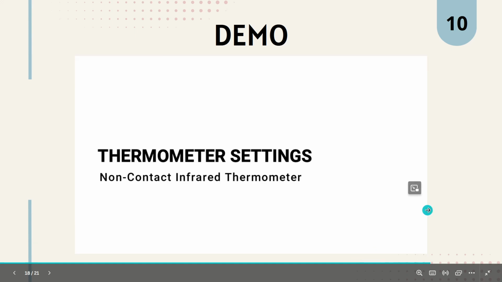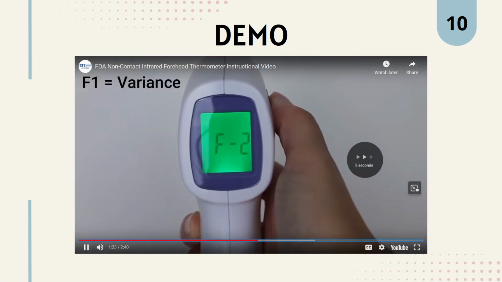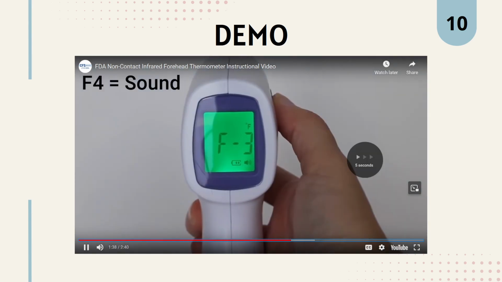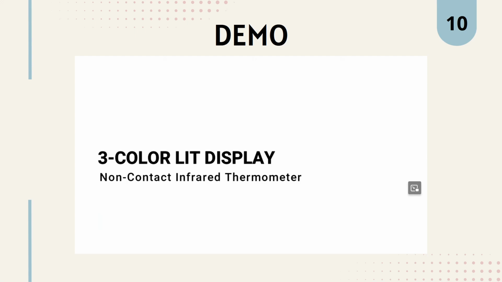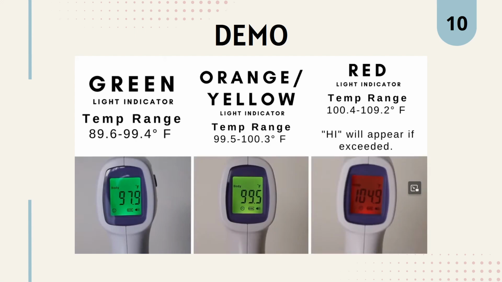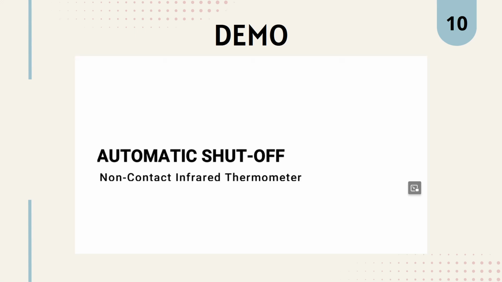Now let's take a look at the thermometer settings. To get to the settings, you'll press the set button. This thermometer features a 3-color lit display. Green if there is no fever present and a smiley face, orangey yellow or red if there is a temperature present and a frowny face, red for a high temperature. This thermometer does feature an automatic shutoff.